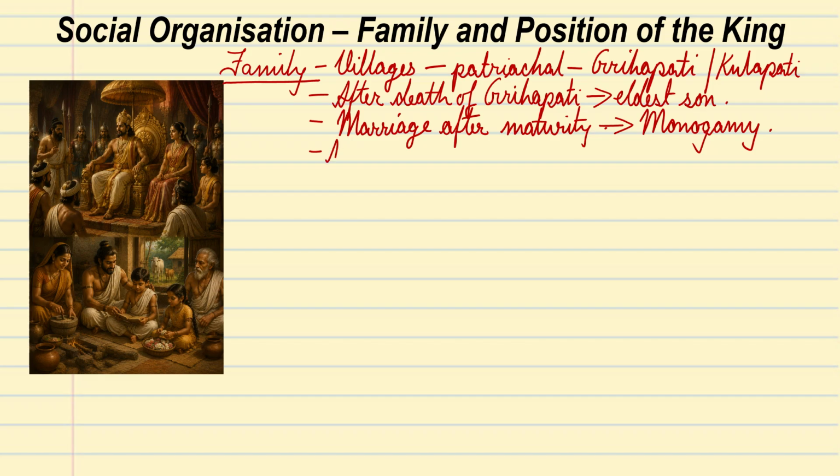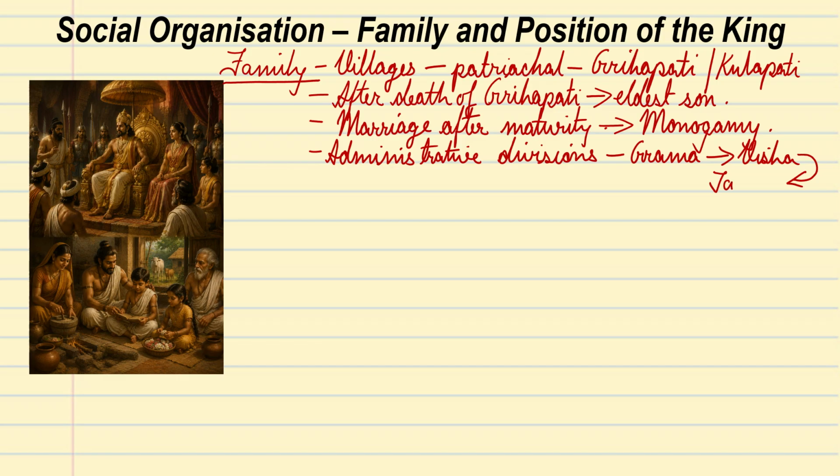There were several administrative divisions. What were those divisions? There was grama, which are the villages. Then several gramas joined together to form Visha, and several Visha joined together to form Jana. So grama was the single unit, different gramas together made Visha, different Visha together made Jana. So who were the heads? Head of grama was Gramini. You can understand from the name itself. Gramini means head of grama.